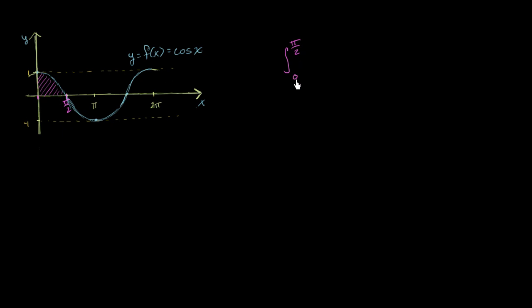Well, the way we denote it is the definite integral from 0 to pi over 2 of cosine of x dx. And all this is reminiscent of taking a sum of a bunch of super thin rectangles with width dx and height f of x for each of those rectangles, and then you take an infinite number of those infinitely thin rectangles. And that's kind of what this notation is trying to depict.